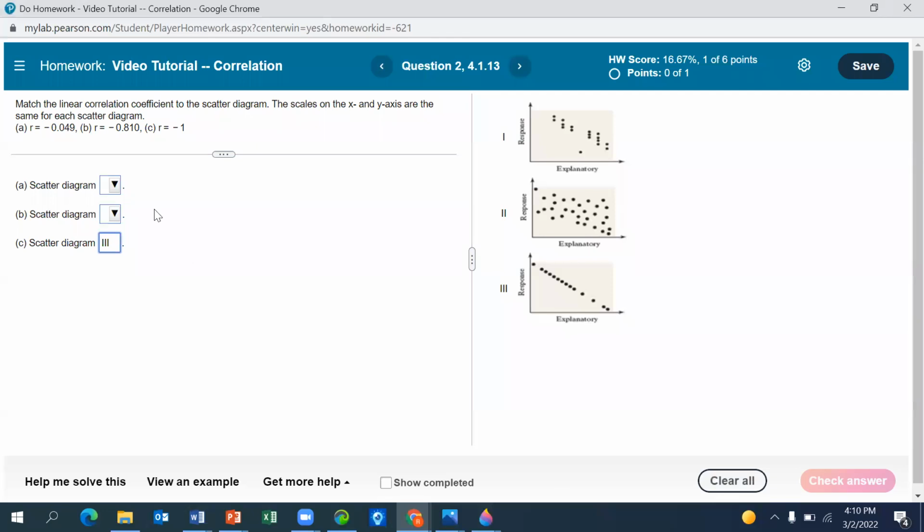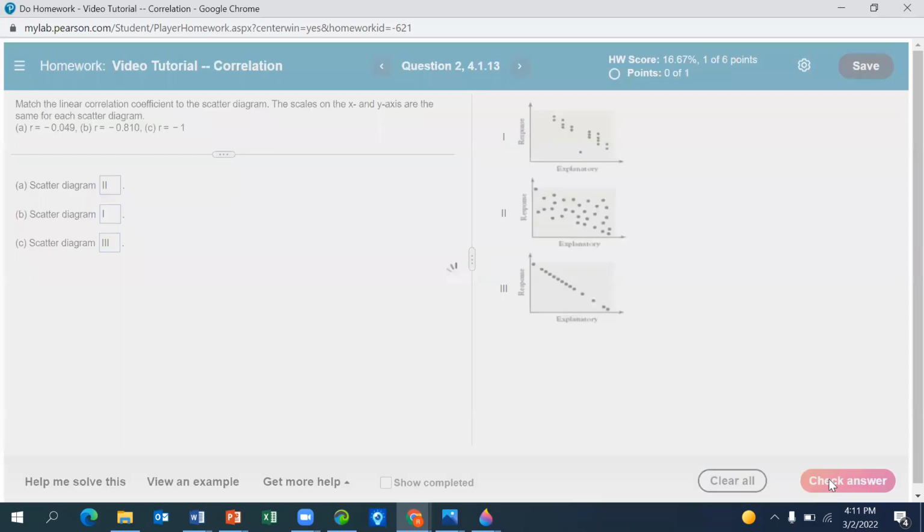Okay. And let's see, we have R equal to -0.810, so it's close, it must be the first one, right? Because the absolute value is a bit large, closer to 1 than it is to 0. So it must be this one right here. So part B, R is -0.810, must be 1. And of course here -0.049, that's relatively close to 0. And as you see, the points in 2 here are all over the place. So part A must be number 2. And let's check our answer. And that's correct. Okay.